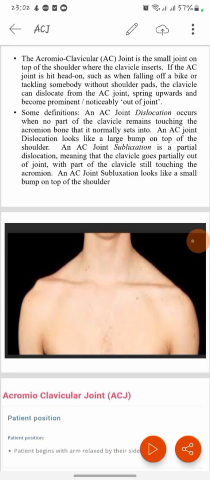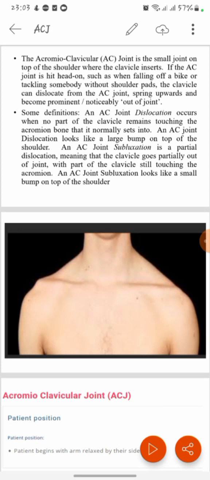The acromioclavicular joint is a small joint on top of the shoulder where the clavicle is inserted. If the AC joint has any kind of accident, like falling off a bike or tackling somebody without shoulder pads, the clavicle can dislocate from the AC joint, spreading upwards and becoming prominent. That means you can notice it out of the joint, such as in the image in front of us.